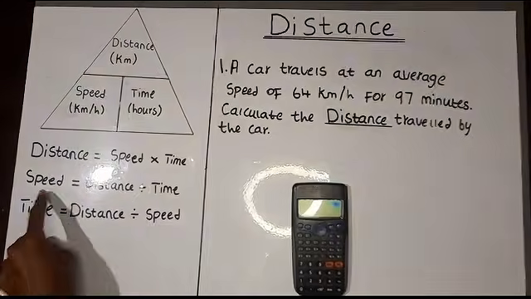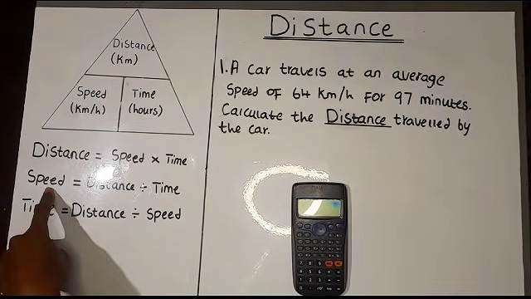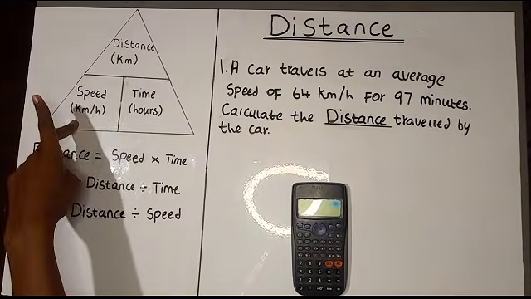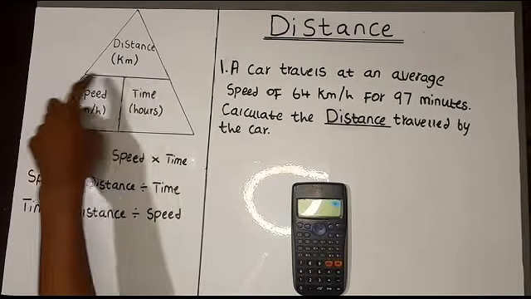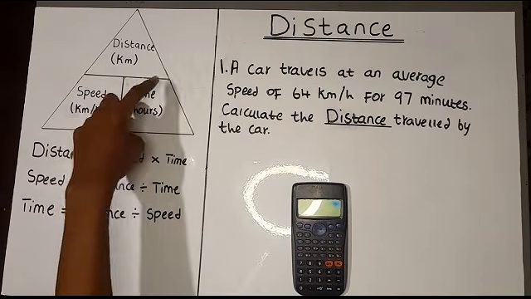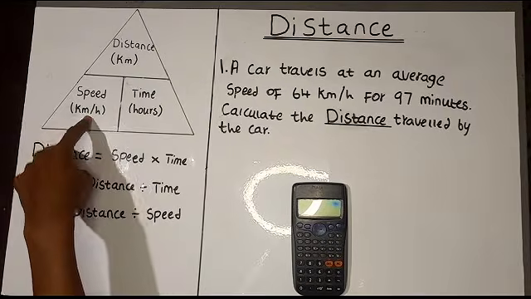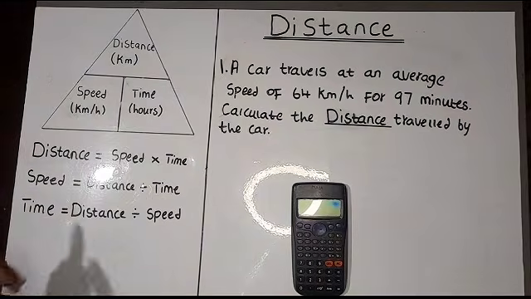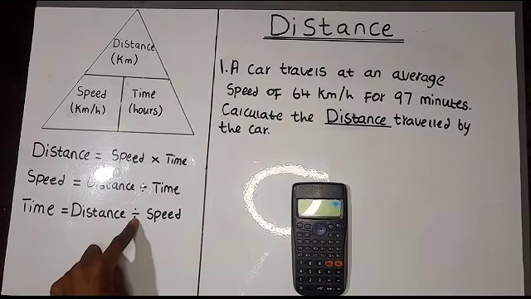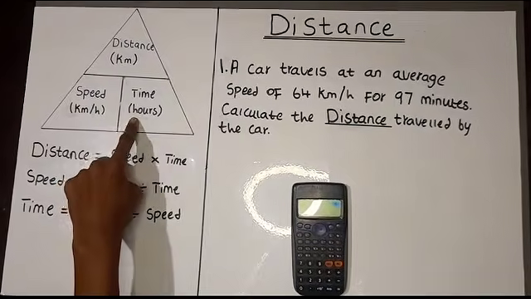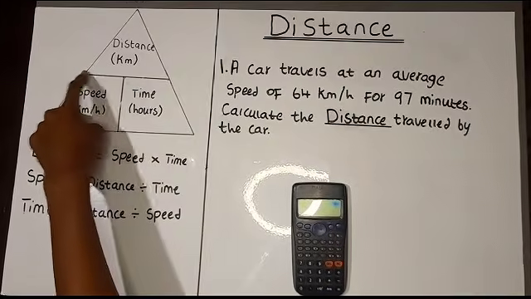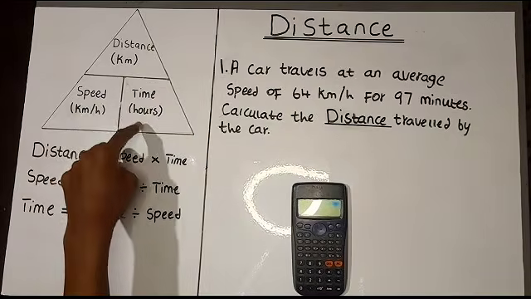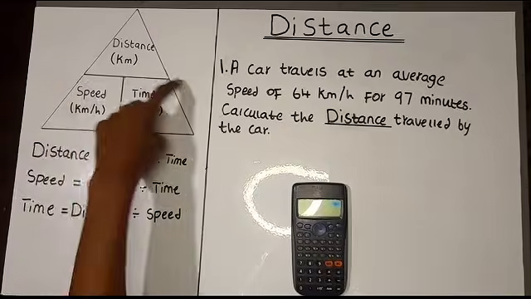Now let's look at the formula to calculate speed. It says that speed equals distance divided by time. This line represents division. So when you calculate speed, you're going to say distance divided by time. And now let's look at the formula to calculate time. It's time equals distance divided by speed. So when we calculate time, we say time equals distance divided, because this line represents what? It represents division. So you're going to say time equals distance divided by speed.